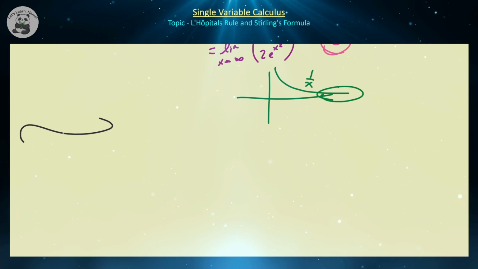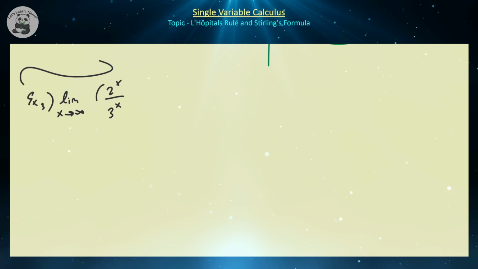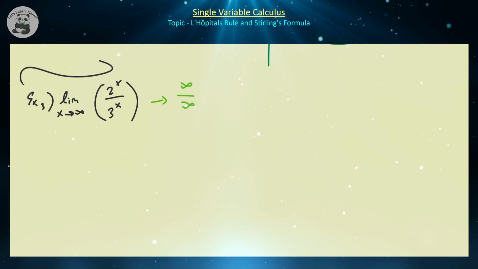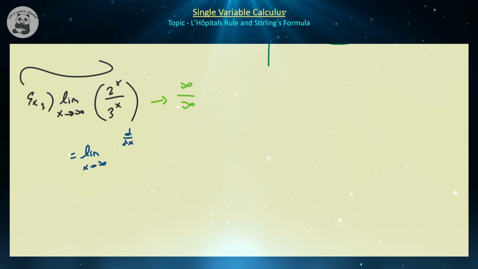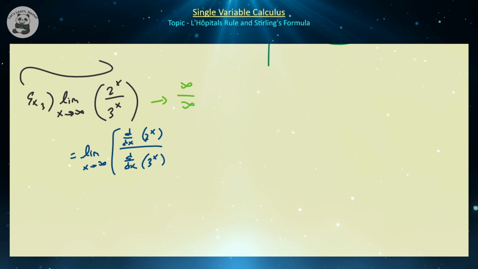Now let's actually look at a very interesting case that you may encounter when you're playing with limits. In particular, let's assume that we have the limit as x goes to infinity of 2 to the x divided by 3 to the x, right? So this is obviously going to be equal to an infinity over infinity case, so we can apply L'Hopital's rule in this particular scenario. So that's going to be equal to the limit as x goes to infinity of the derivative of 2 to the x and the derivative of 3 to the x.